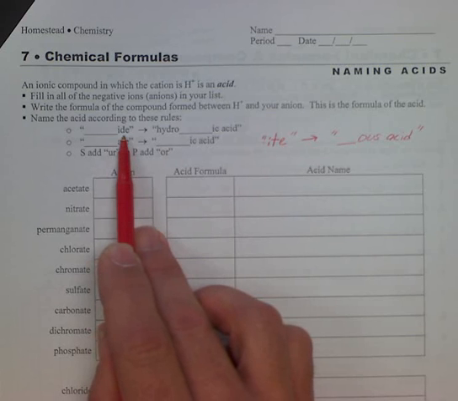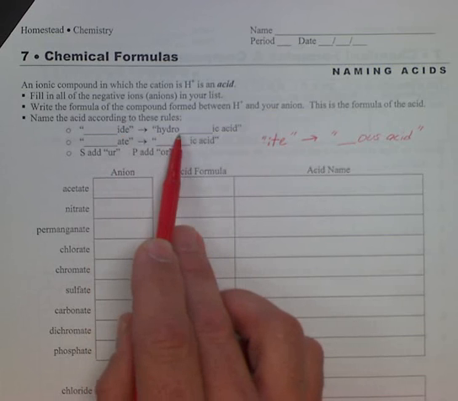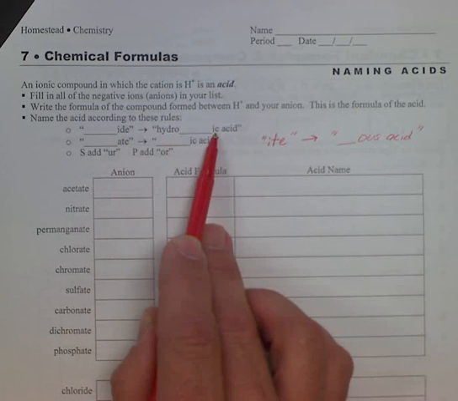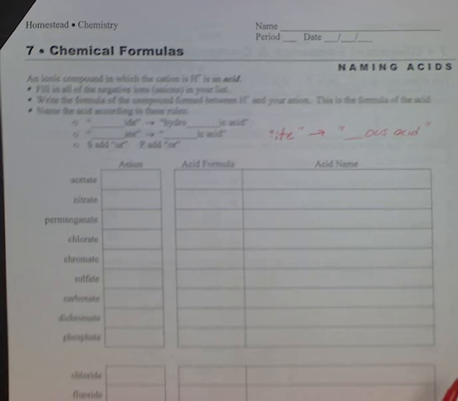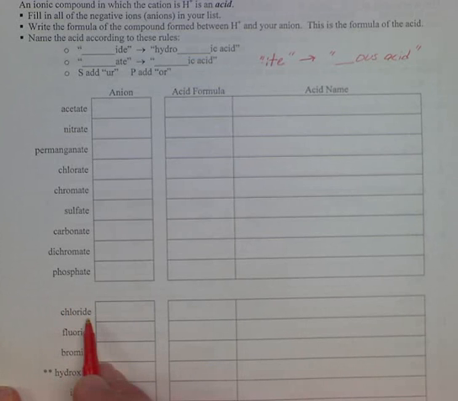So if the anion that hydrogen bonds to ends in an IDE ending, like chloride or fluoride or bromide, then the way we name it is we put a hydro prefix in front, and then the root name of the anion with an IC ending. So let's go down here, and we're going to look at the chloride anion.